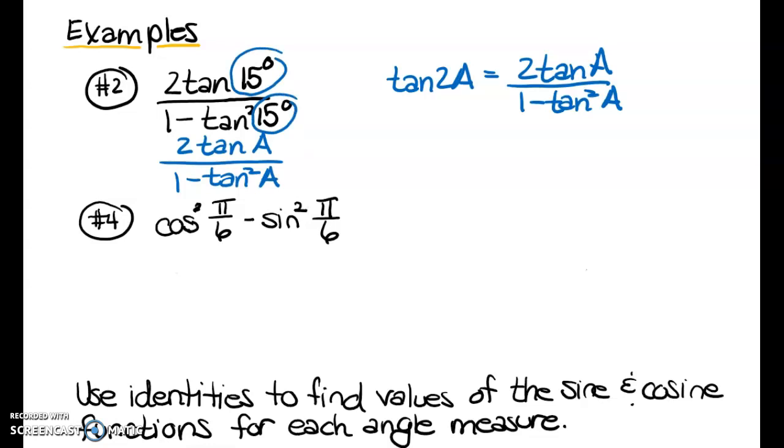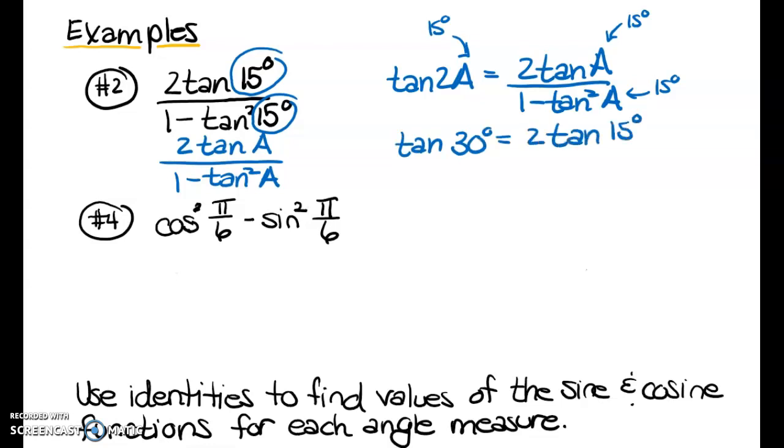So when I plug a into this formula, we're going to plug in 15 degrees into all of this. We get the tangent of 2 times 15, or 30 degrees, equals 2 times the tangent of 15 degrees over 1 minus the tangent squared of 15 degrees. So this is really easy to figure out, because you should know what the tangent of 30 degrees is. What's the tangent of 30 degrees? It's radical 3 over 3.